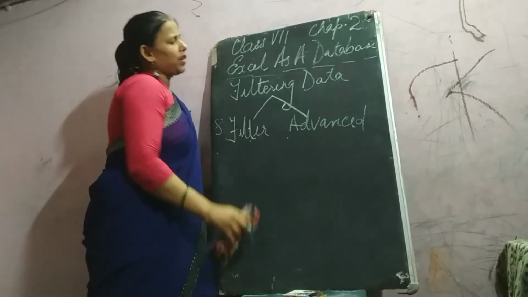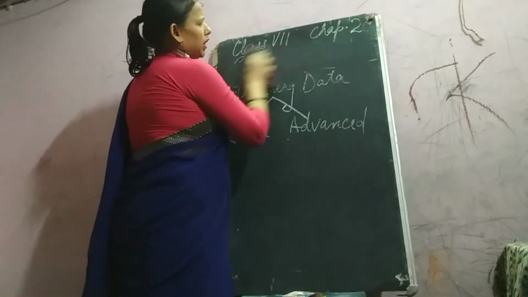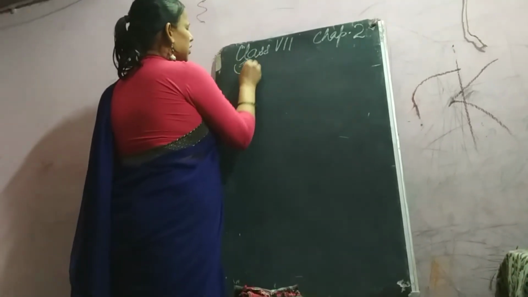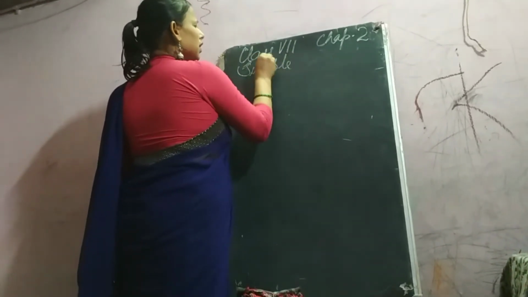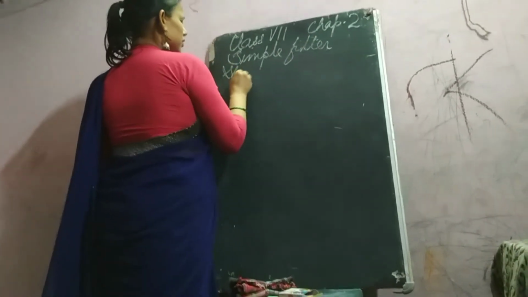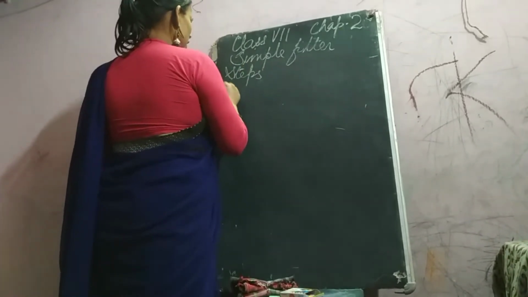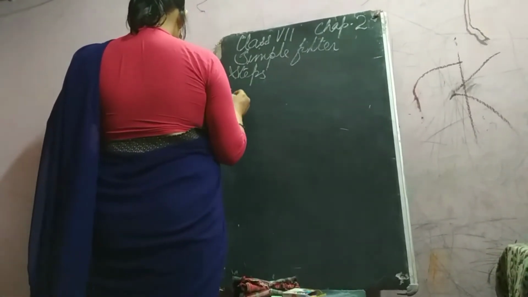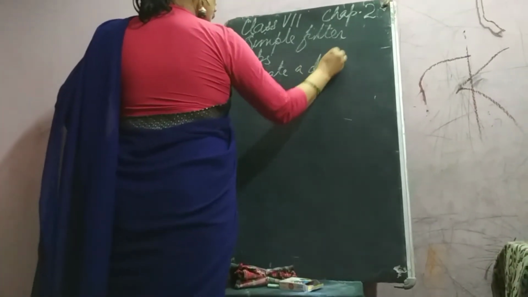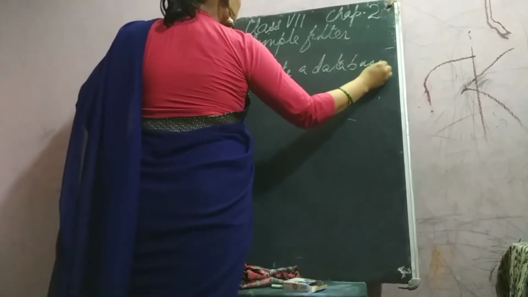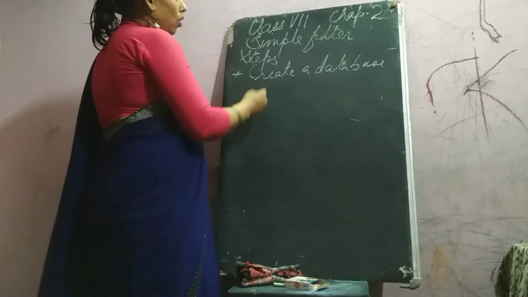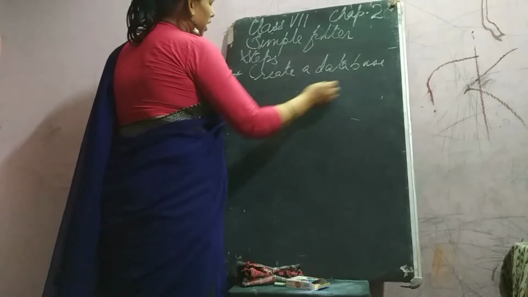Now I will give you the steps on how to filter the data for the simple filtering. First of all, we will see the simple filtering. Simple filter steps. The first step that you have to do is create a database. If you will not create a database, then it is not possible to do any work. Without creating a database, we can't do any work. So first of all, you have to create a database.